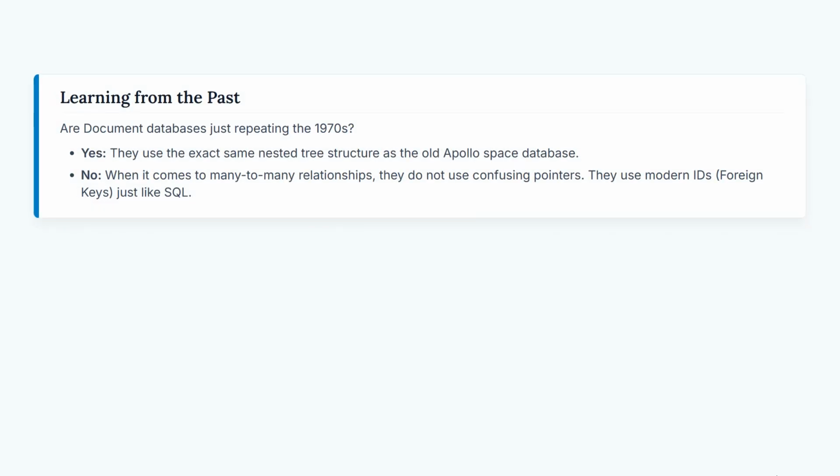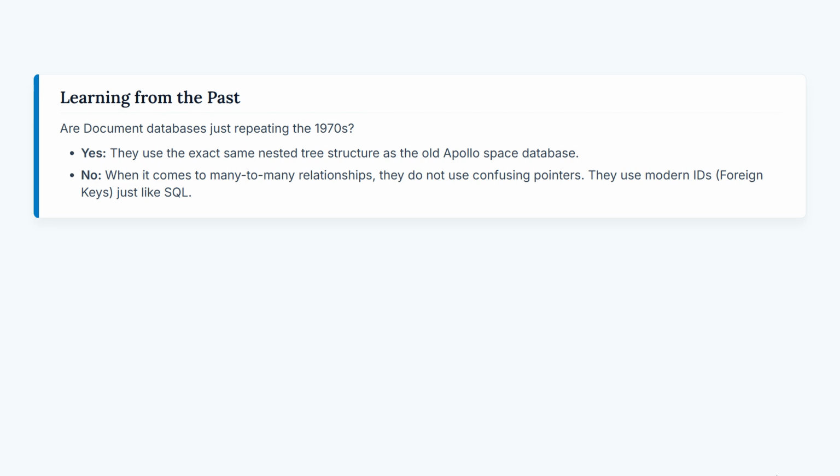So, let us answer our original question. Are modern document databases like MongoDB just repeating the mistakes of the 1970s? The answer is a mix of yes and no. Yes. They have returned to the exact same nested tree structure that IBM used for the Apollo space program. But they learned from history.